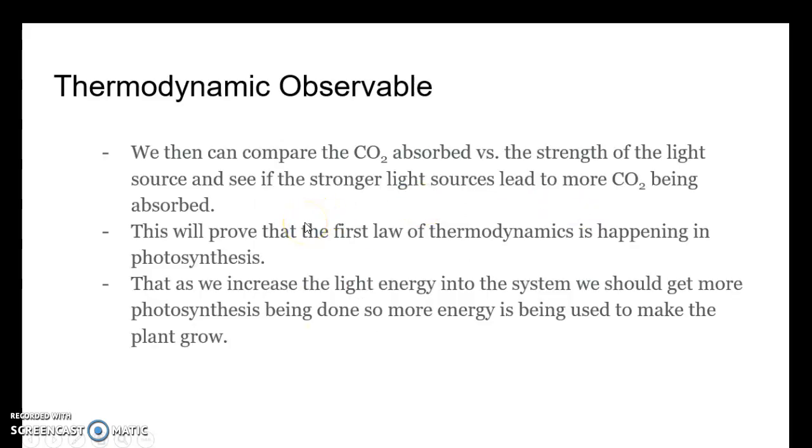So we can compare the CO2 absorbed versus the strength of light source and see the stronger light sources lead to more carbon dioxide being absorbed. This will prove that the first law of thermodynamics is happening in photosynthesis. So that means as we increase the light energy into the system, we should get more photosynthesis being done, so more energy is being used to make the plant grow.